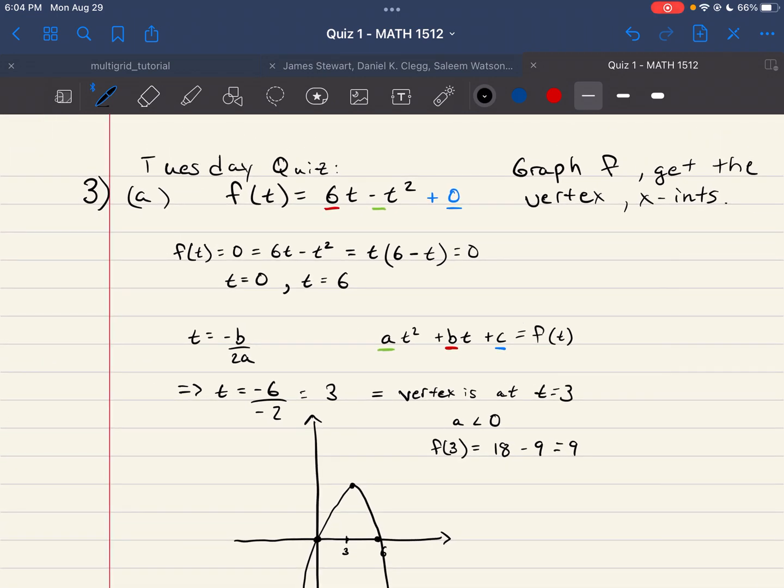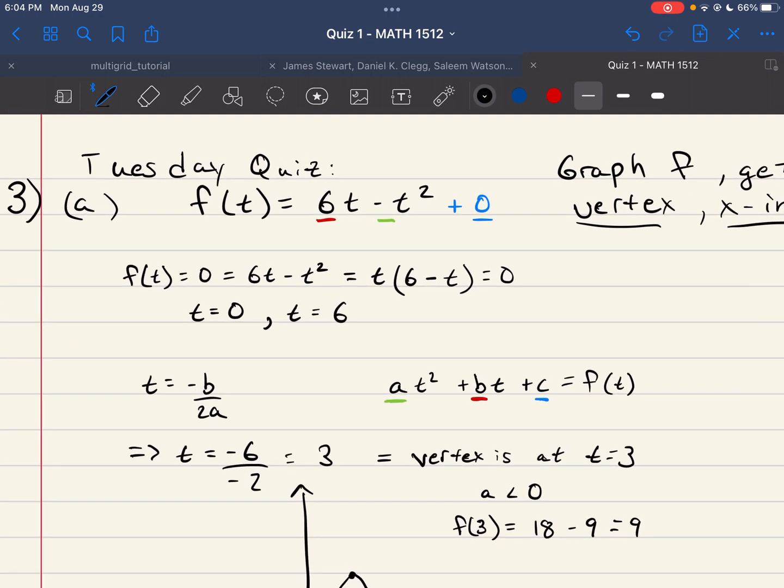So we needed to graph our f of t, and we wanted to show a couple important points. We wanted to get the vertex as well as the x-intercepts. So the f of t that the Tuesday quiz had for 3a was 6t minus t squared. So our f of t attains 0 at some values. So it must have 2 zeros since it's quadratic. We say that f of t equals 0 equals 6t minus t squared to find those intercepts.